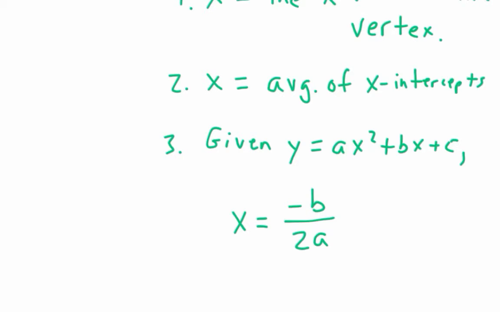Okay. Then very last section, Roman numeral 3, is finding the vertex.